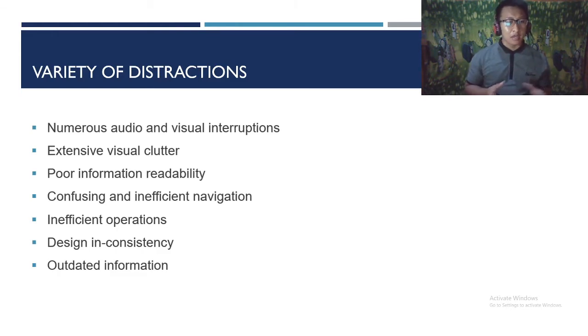Another one is outdated information. When information is outdated, what will happen to your application or system? The user will just say, okay, I don't use this anymore, because the information here is not updated. They did not update anything. So what will happen? The user will be gone. They will not use your application anymore.